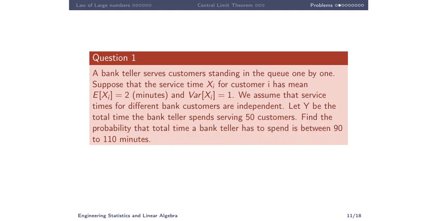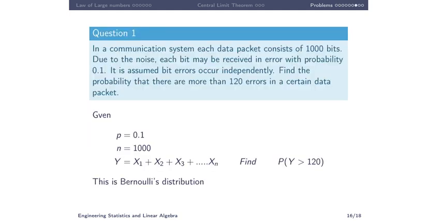The central limit theorem is very important as we go for this one. Consider a communication system. Each data packet consists of 1000 bits. Due to the noise, each bit may be received in error with a probability of 0.1. It is assumed bit errors occur independently. Find the probability that there are more than 120 errors in a certain data packet. So we analyze the question.